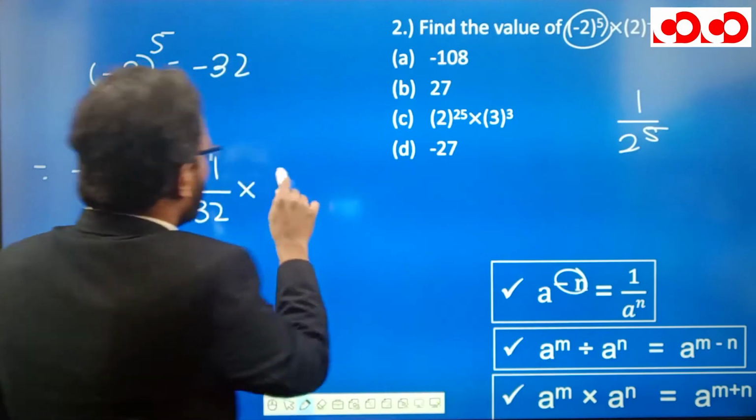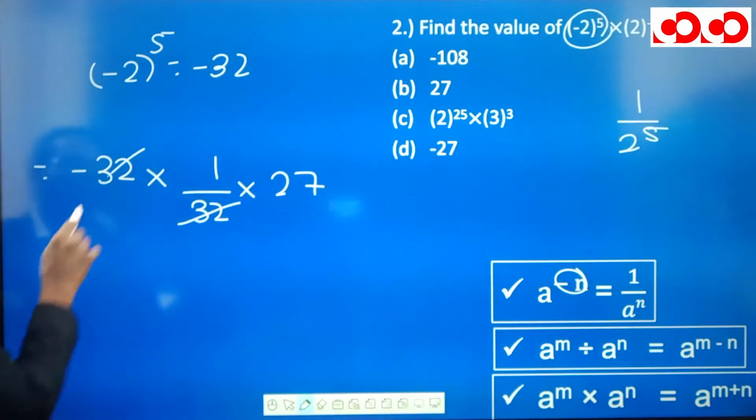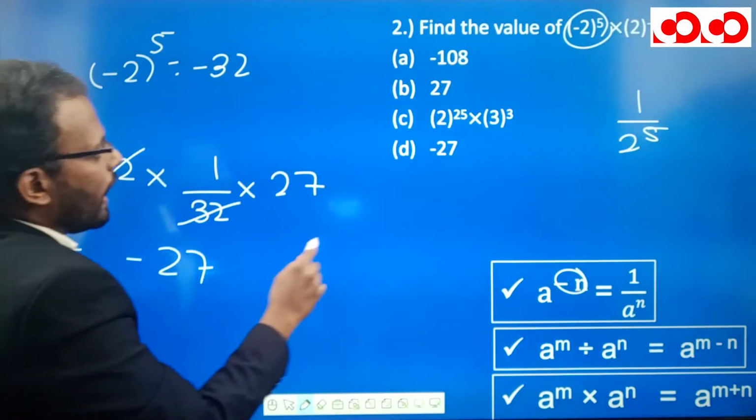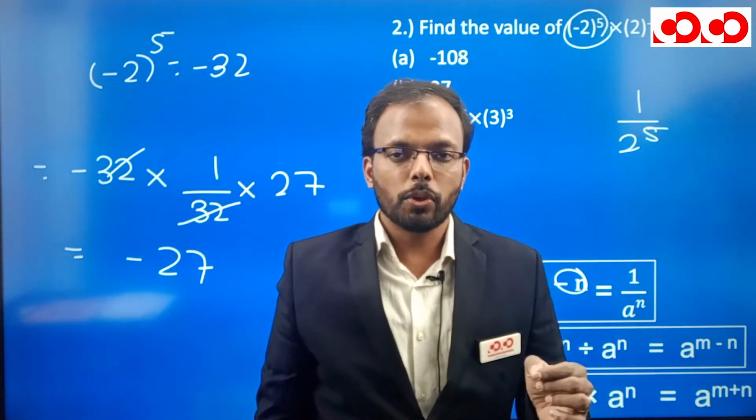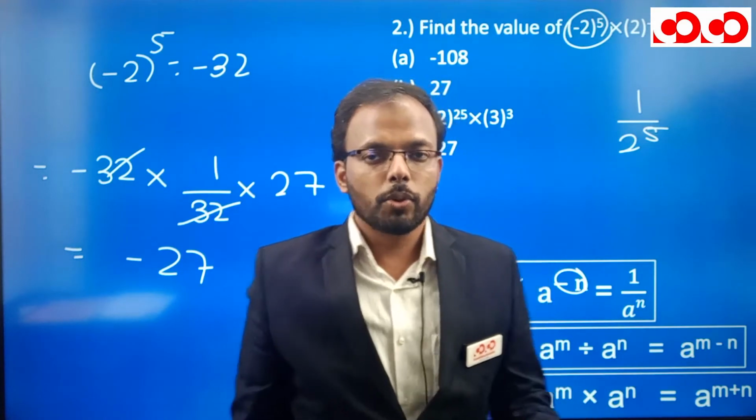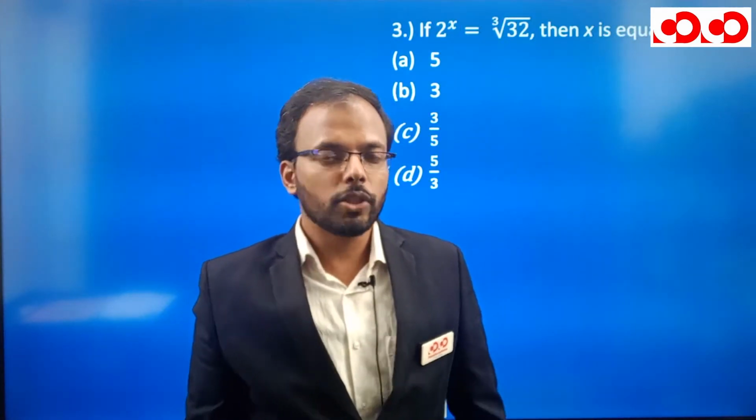3 cubed is what? It is 27. So this 32 and 32 will get cancelled. The answer is minus 27. And as easy as that, option D is the correct answer for this second question. Let's move on to the third question. So here is the third question. Let's try and solve it.